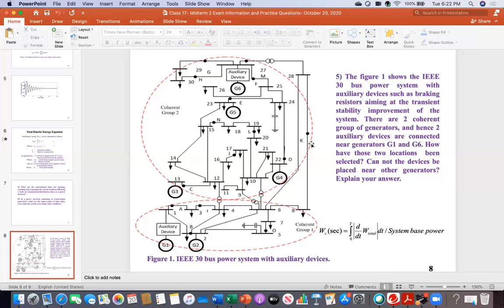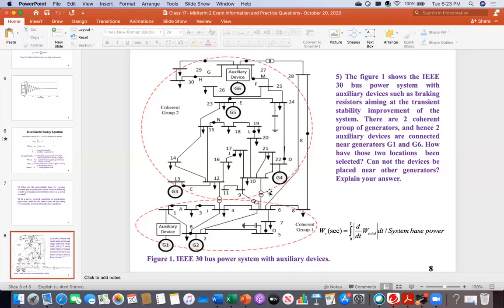First of all, the coherency helped me reduce the system size. It helped me analyze the system. We got the benefit. Another benefit of having the coherency is that we can place fewer auxiliary devices. And then the specific question: among G3, G4, G5, G6, why is this place chosen? And between these two places, why is G1 chosen, not G2? What is the reason? How have those locations been selected?